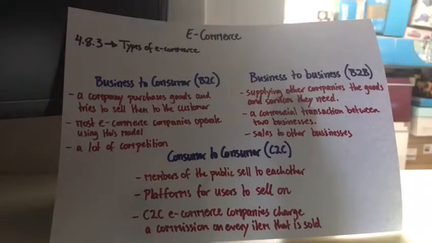Business to consumer e-commerce can be thought of as using a traditional business model. A company makes or purchases some goods and then attempts to sell them to the end consumer. The majority of e-commerce companies operate using this model. As a result, there's likely to be a lot of competition, which in turn leads to squeezed profit margins.